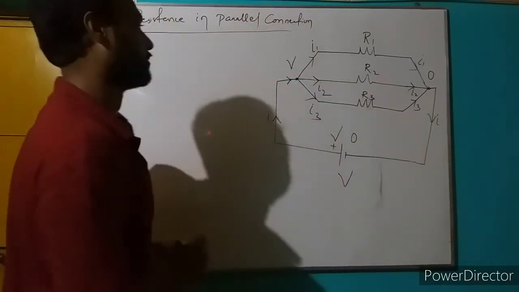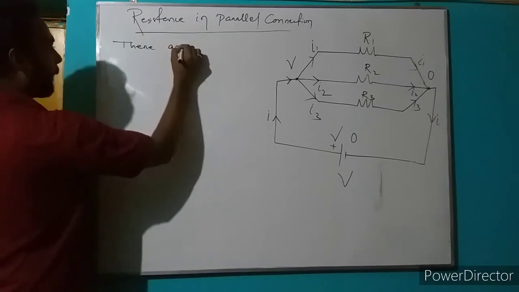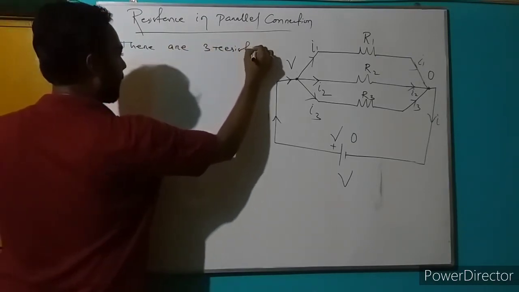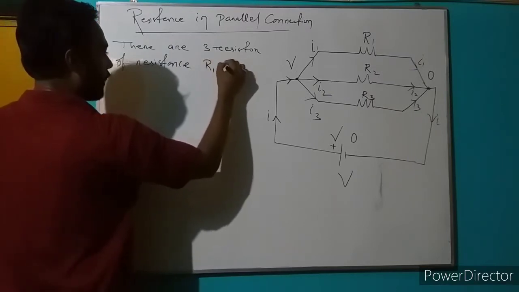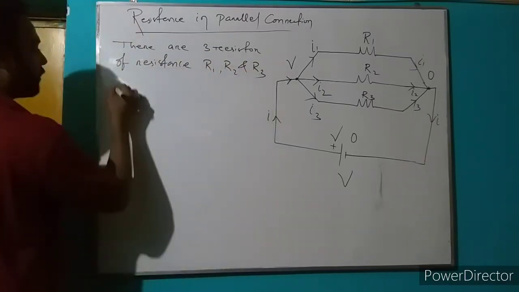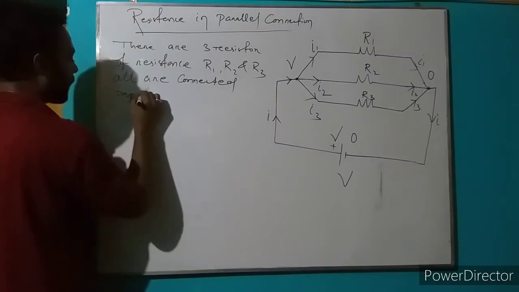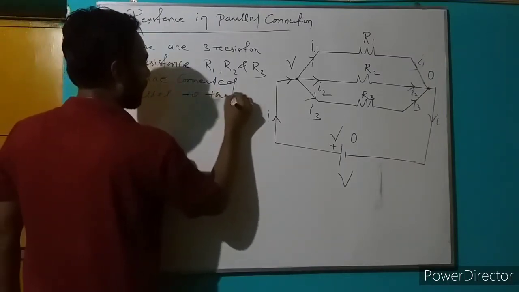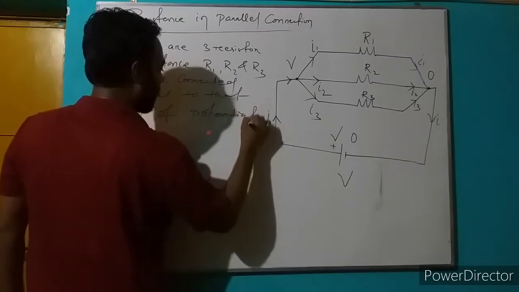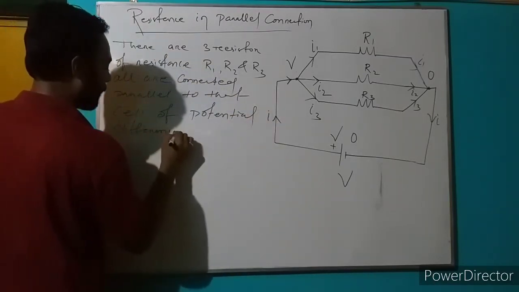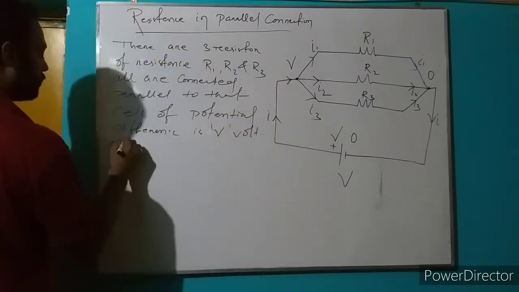Here we write that there are three resistors of resistances R1, R2 and R3, all connected parallelly to a cell of potential difference V volt. Clear?